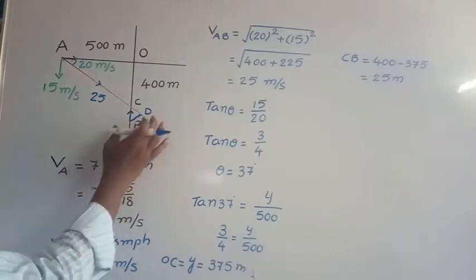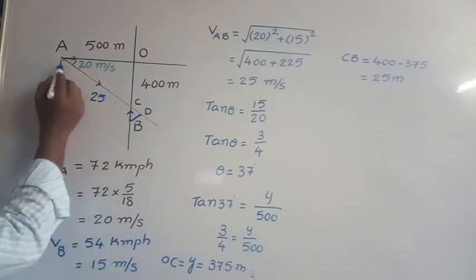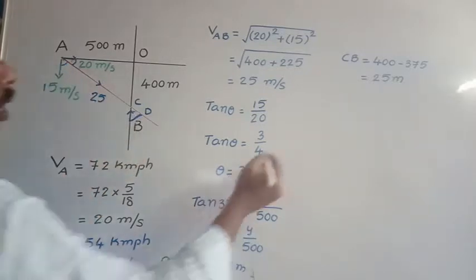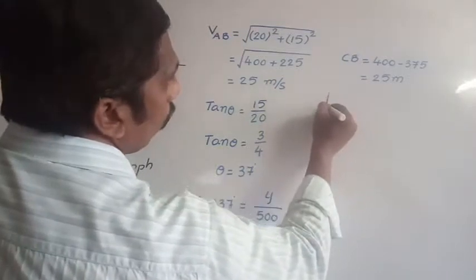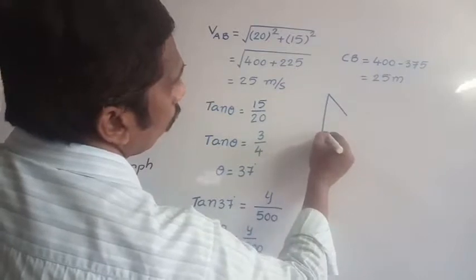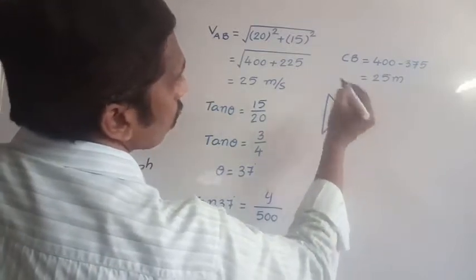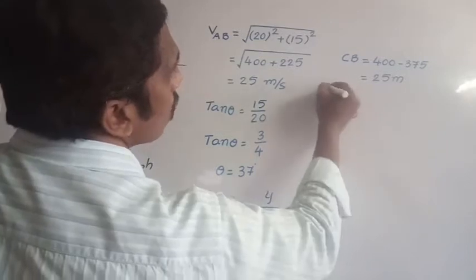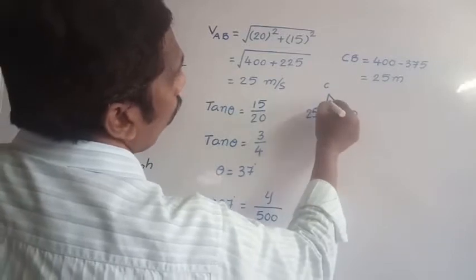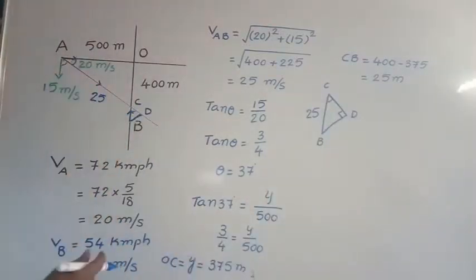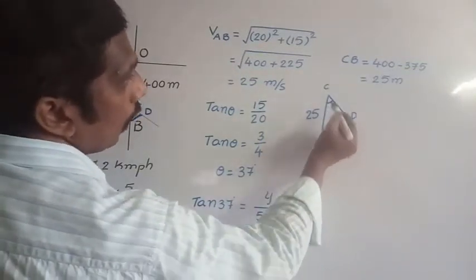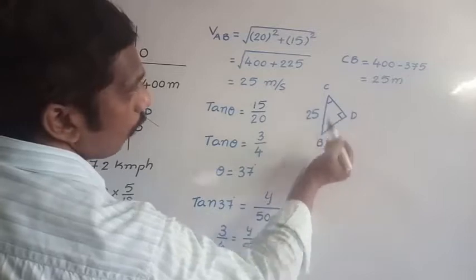To calculate BD, this line makes an angle of 53 degrees with the vertical. Take the triangle here, where the angle at D is 90 degrees. The points are D, C and B. Here CB is equal to 25 meters, and this angle is equal to 53 degrees. Since this angle is 90 degrees, BC acts as the hypotenuse.